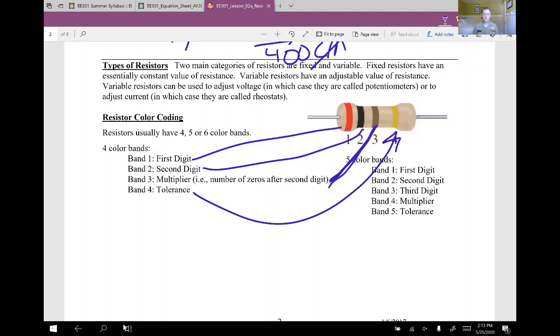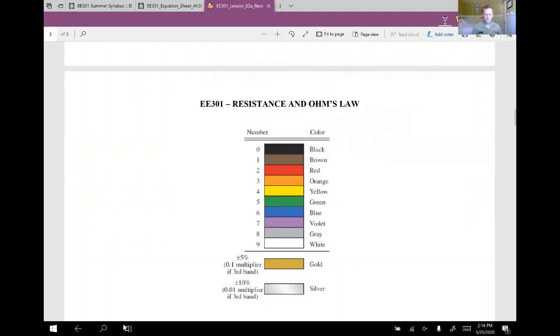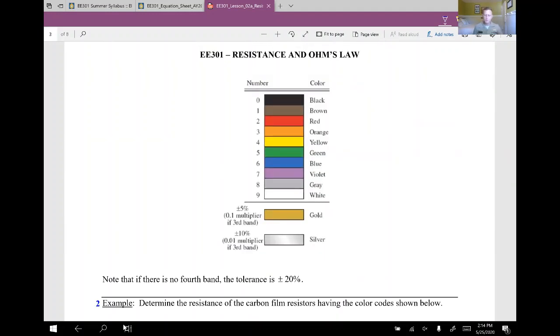Nothing's perfect. If you're looking at a high expensive aircraft with really specific circuitry, you may want a tolerance level of 0.01 to make sure that it is exactly what you need for the circuit. But the ones that we use in class usually have plus or minus 10%. And here's what these are saying. Plus or minus 10% would be silver, plus or minus 5% would be gold. And if there is no 4th band, if you're looking at a 3-band resistor, then its tolerance would be 20%.